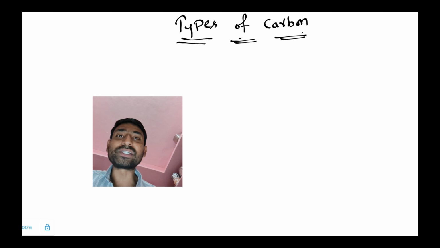Hello everyone. In the last class we discussed the introduction of organic chemistry. Now I want to discuss another basic aspect in organic chemistry. Before discussing this topic, I want to discuss one more aspect: the representation of organic molecules in bond line formula.